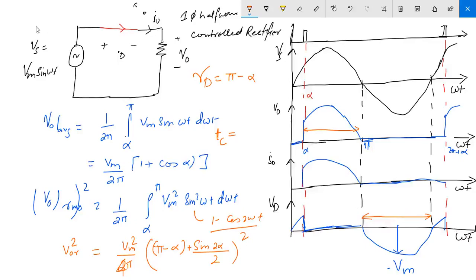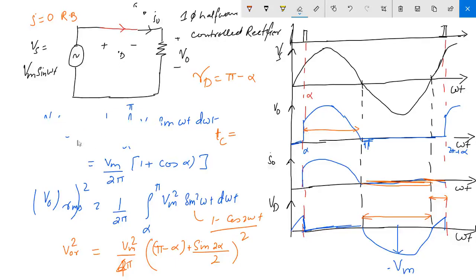Turning off means it is completely reverse biased and current is zero. So turning off of SCR must have two conditions: current must be zero and it should be reverse biased. So SCR is reverse biased during this period and current is completely zero in this period. That's why we are not going to take this part here. The current is zero, but the SCR is not reverse biased, it is forward biased. So this is the time period during which the SCR is completely off.